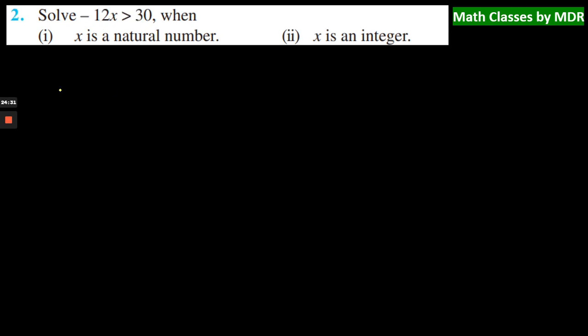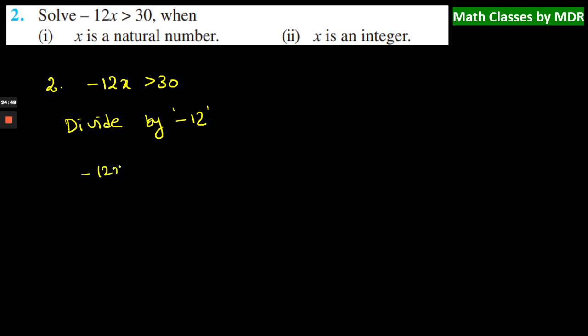Now let's see the next problem. Solve minus 12x greater than 30. What to do here? We just have to divide it by minus 12. Divide by minus 12 on both sides.